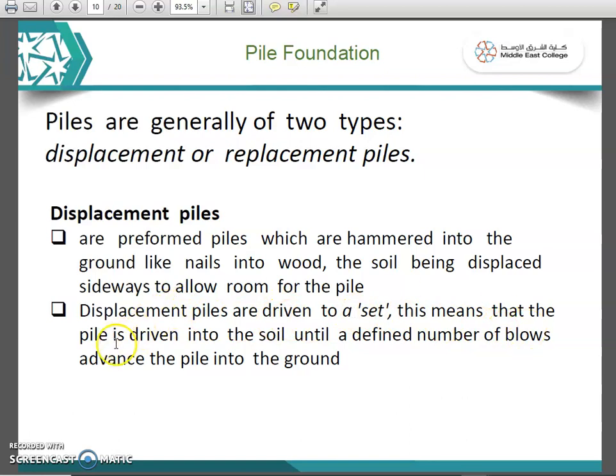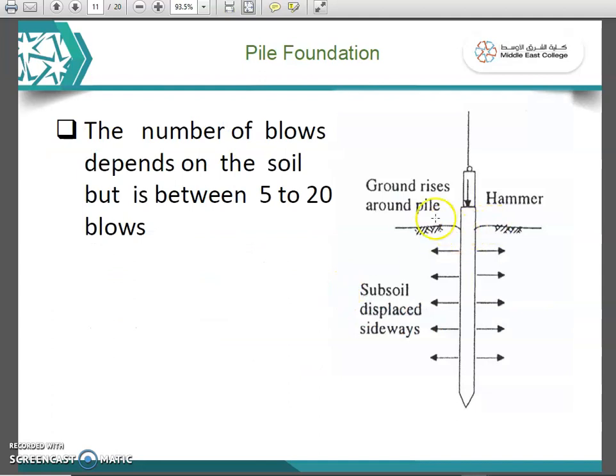This means that the pile is driven into the soil until a defined number of blows advance the pile into the ground. The number of blows required to insert the pile into the ground depends upon the type of the soil and the magnitude of the hammering. You can see here, when the ground rises around the pile, the subsoil is displaced sideways, which will automatically slightly densify the soil, so the pile is directly inserted into it. The number of blows is about 5 to 10.